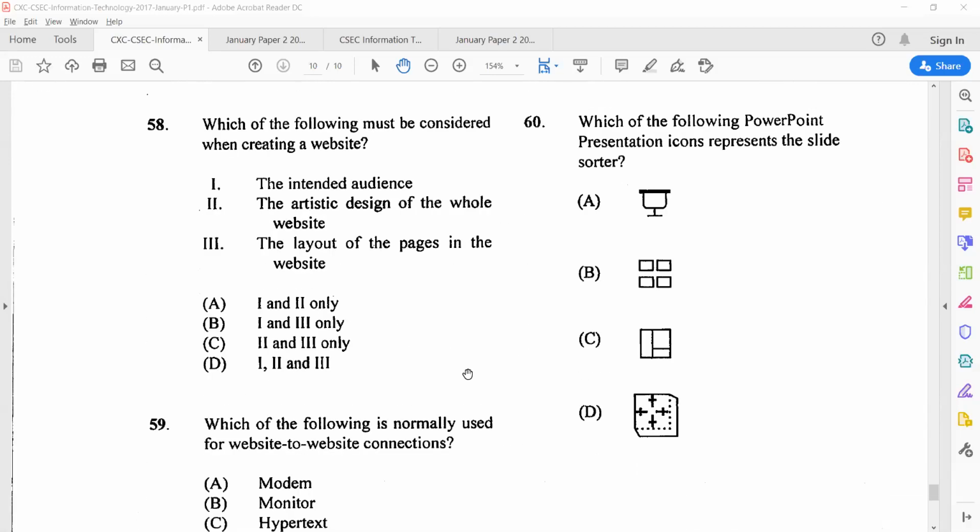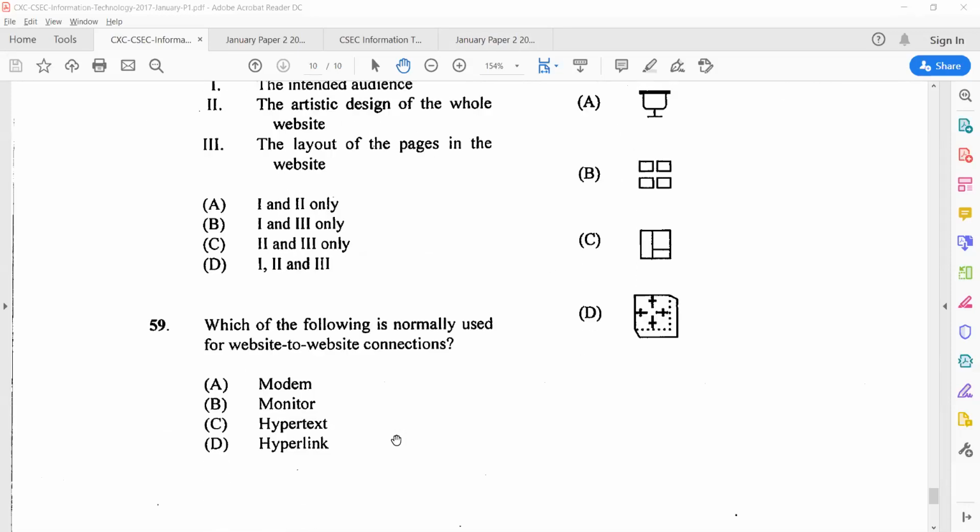All right, 58. Which of the following must be considered when creating a website? What's the answer for this one? Right, so in creating a website, the options we have: the intended audience, the artistic design of the whole website, and the layout of the pages in the website. The answer for this question is D. All three of these things need to be considered when creating a website.